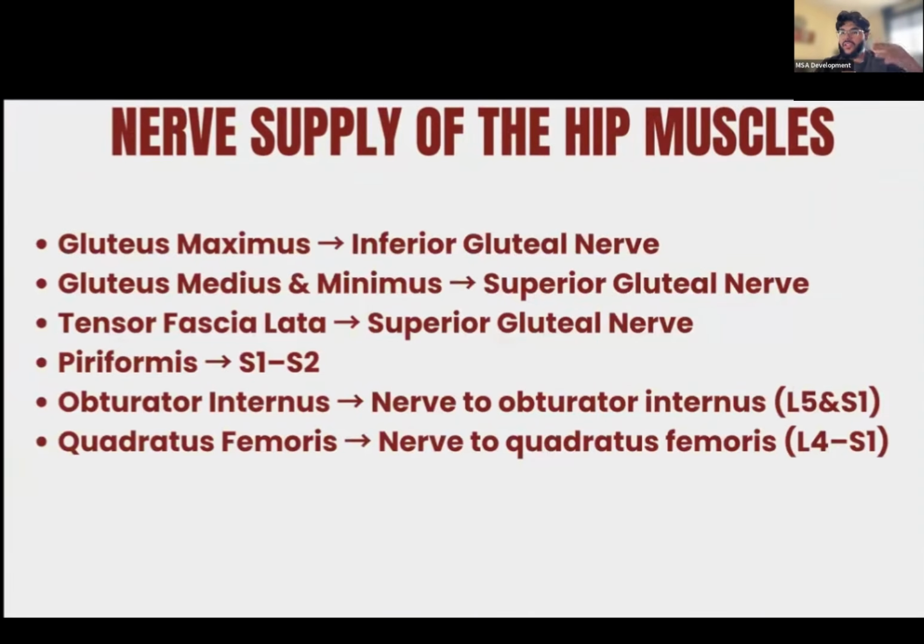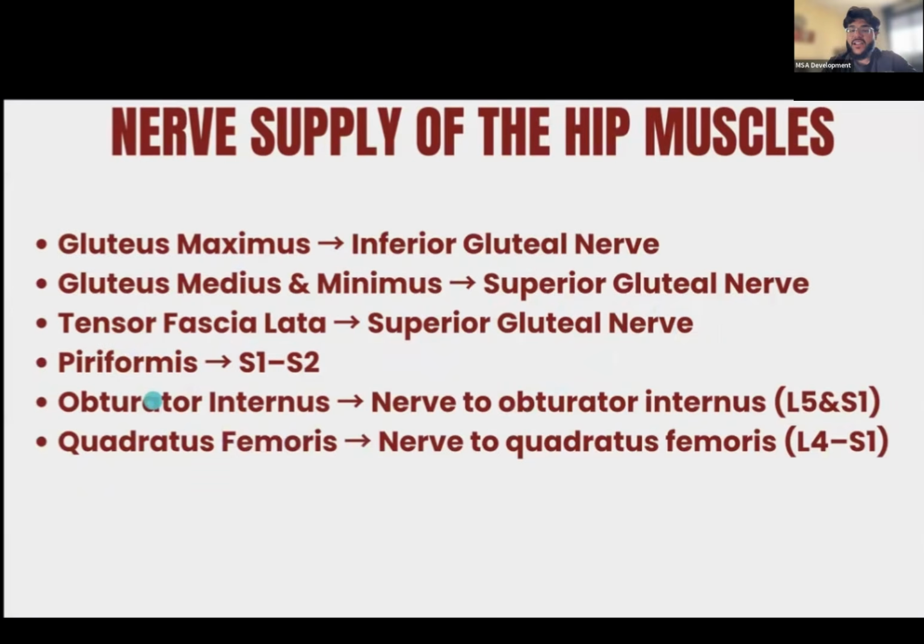So all of the nerve supplies for the hip muscles, real quick. Gluteus maximus, as we said, inferior gluteal nerve. Gluteus medius and minimus come from the superior gluteal nerve. You have the tensor fascia lata, which is supplied by the same nerve as the medius and minimus, which is the superior gluteal nerve.